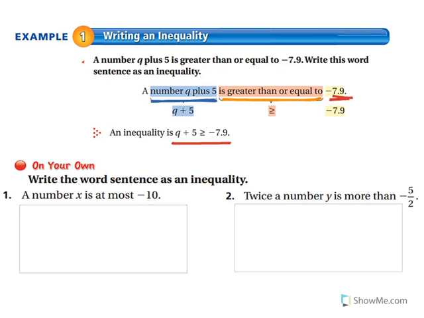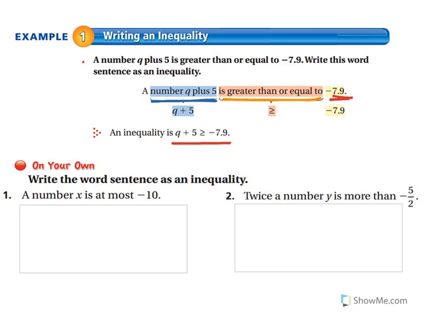So let's do the same thing over here. On your own, it says write the word sentence as an inequality. So what I want you guys to do right now, I want you to pause the iPad and try number 1 and try number 2. When you've finished both of those, then you're going to click the play button again, and then you're going to see how you did on it. Okay? So we'll take a moment to pause. Okay? All right, let's see how you guys did.